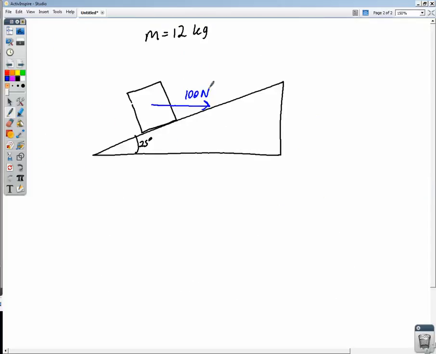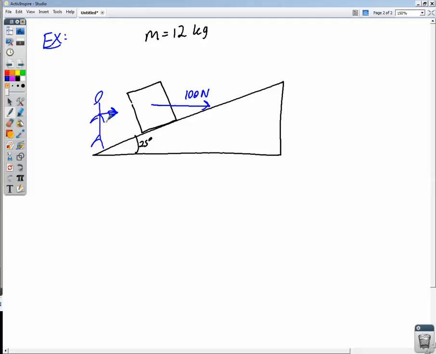Okay, here's our setup for our example problem. We have a block sitting on an inclined plane, and the incline is 25 degrees, and the mass of the block is 12 kilograms. There is a 100 Newton horizontal force pushing the block up the incline. So let's assume that there's a person standing down here, and he's applying that force of 100 newtons, and he's pushing straight horizontally because he doesn't understand physics.